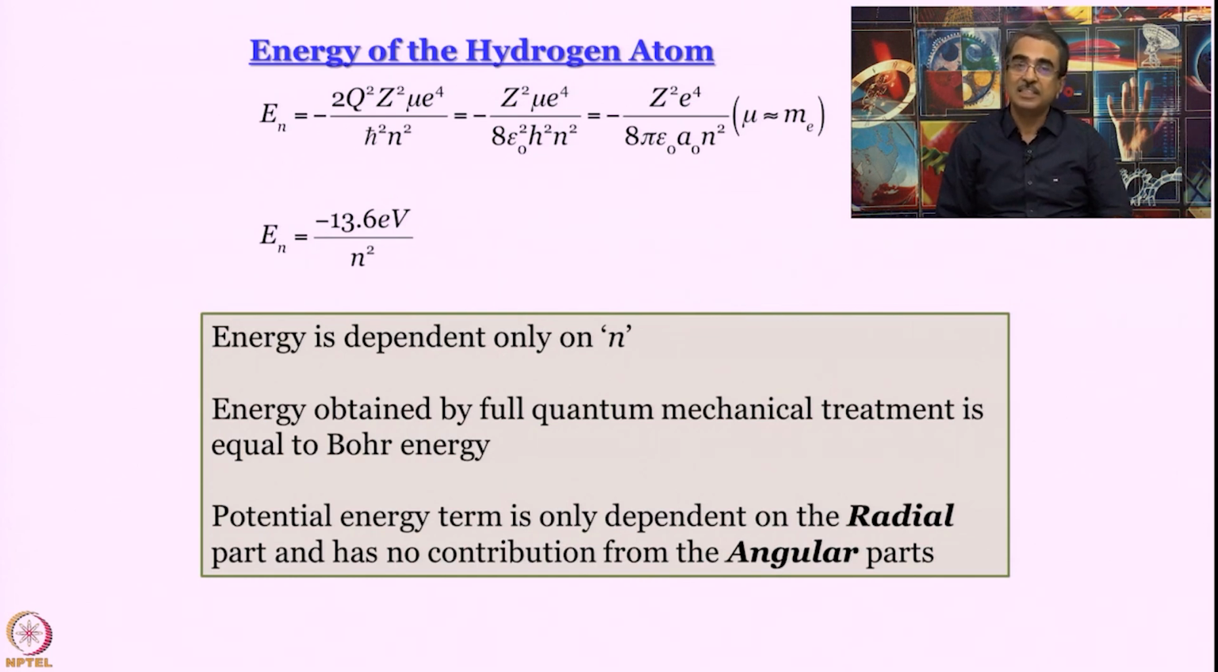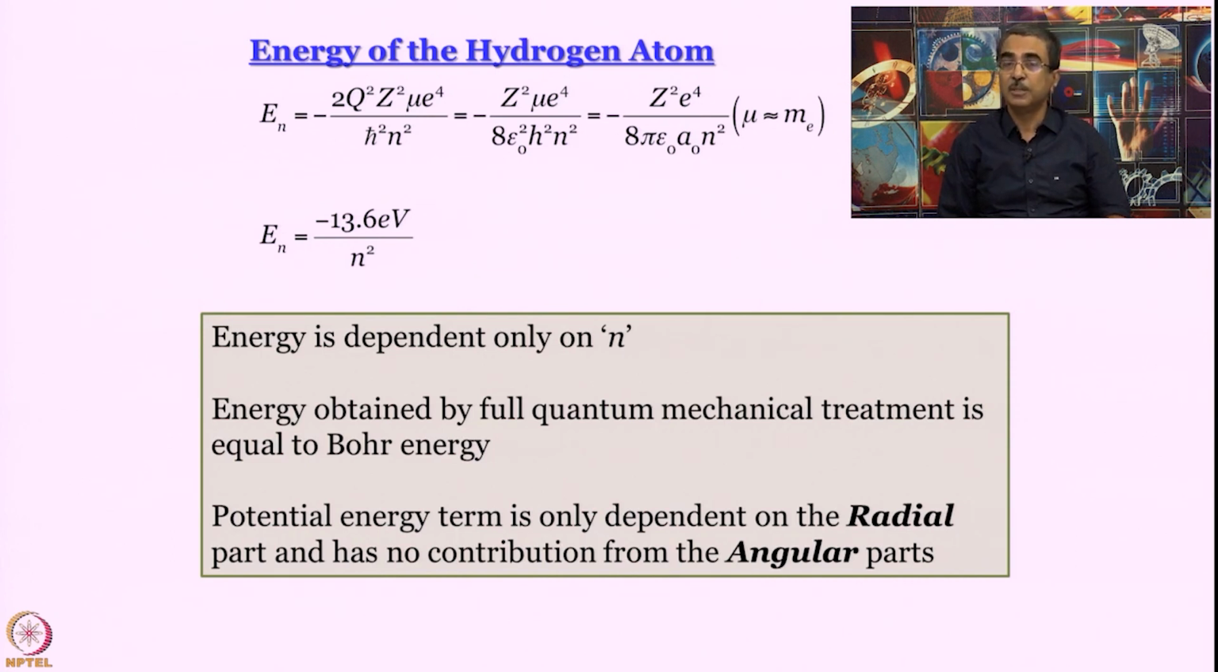So, it tells us essentially that for a hydrogen atom, energy does not depend on the subsidiary quantum number L or the magnetic quantum number M. Is that right? Is that wrong? Well, it is right, it is fine. Why do you get that fine structure?